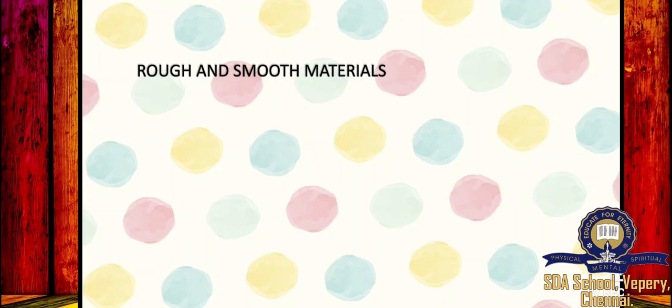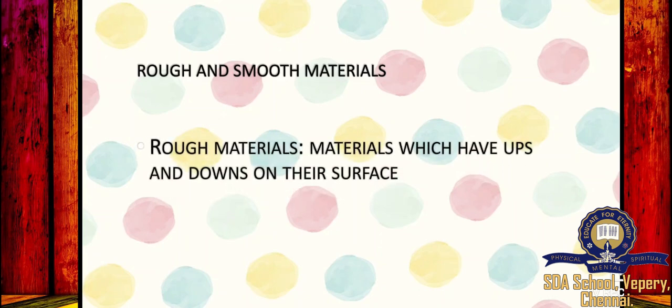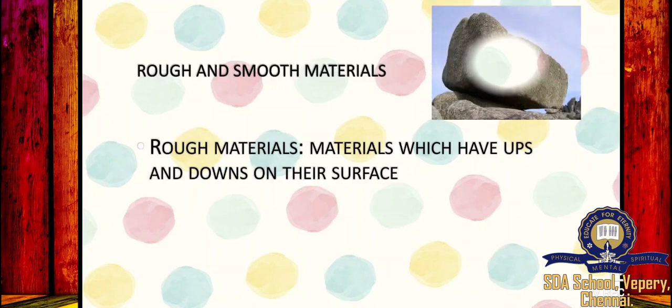And the next materials are rough and smooth materials. So first one, rough materials. So materials which have ups and downs on their surface. So for example, rock. So if we see rock, the surface of the rock will be very hard, right? It will be very rough. It has so many ups and downs. So these materials are known as rough materials. So the materials which have ups and downs on their surface are known as rough materials.